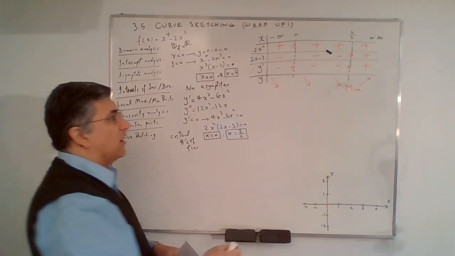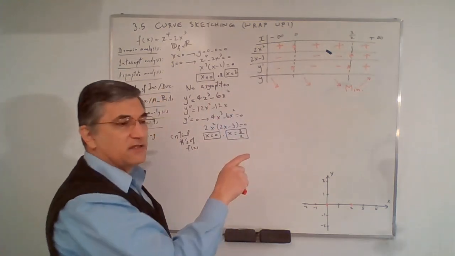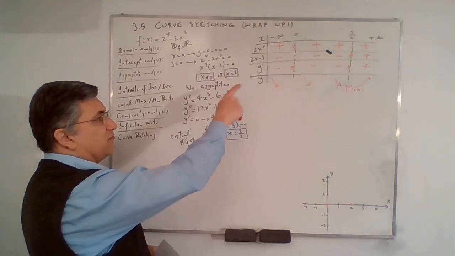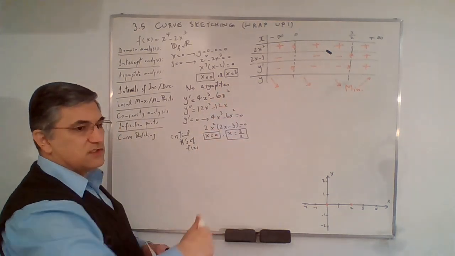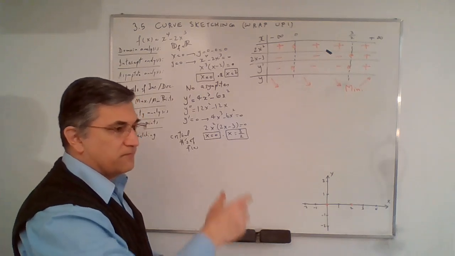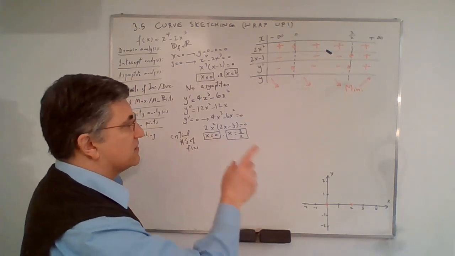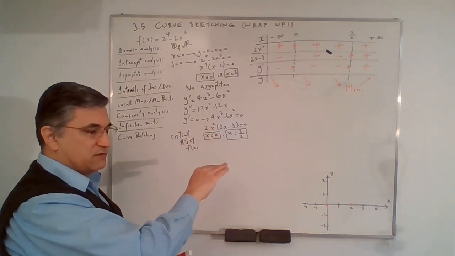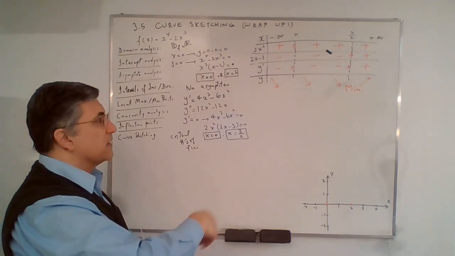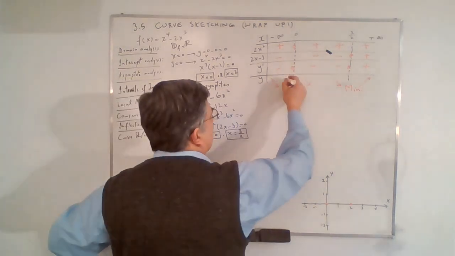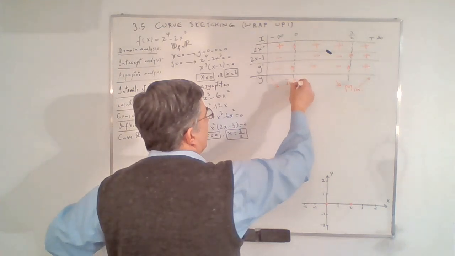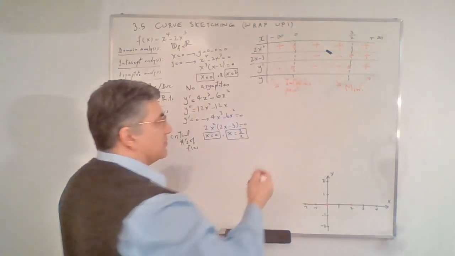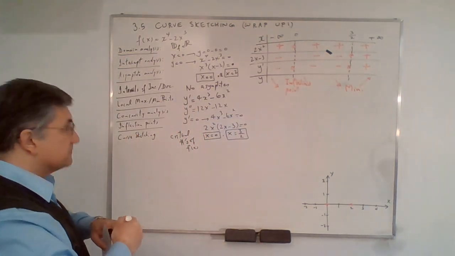But y prime is 0, meaning that the tangent line is horizontal. So if y prime is 0 and it didn't change its sign, it means that that point is an inflection point because the graph was decreasing before and it was decreasing after, right? So this point, I can predict it's going to be an inflection point. We'll see shortly if it is or it's not.